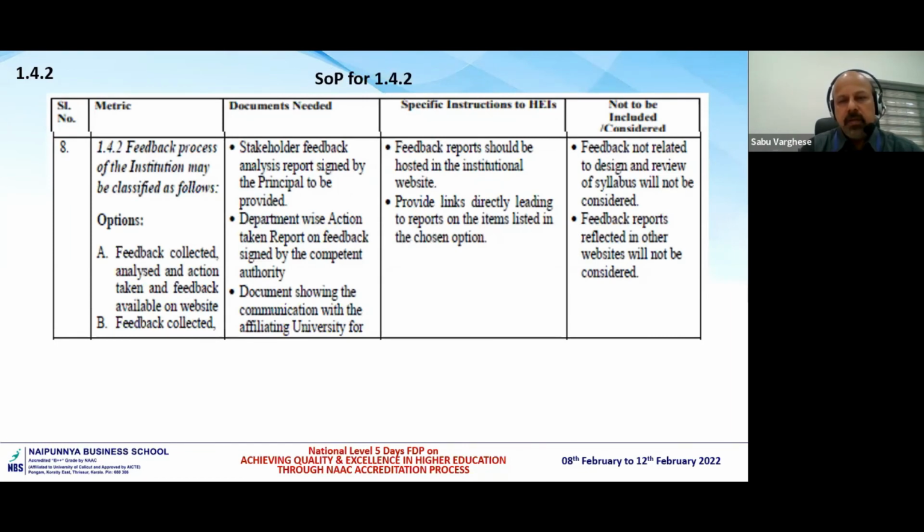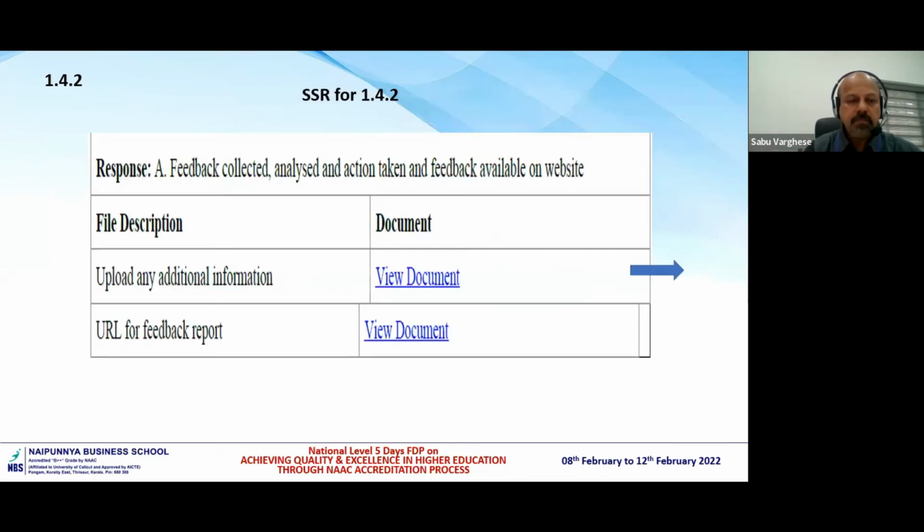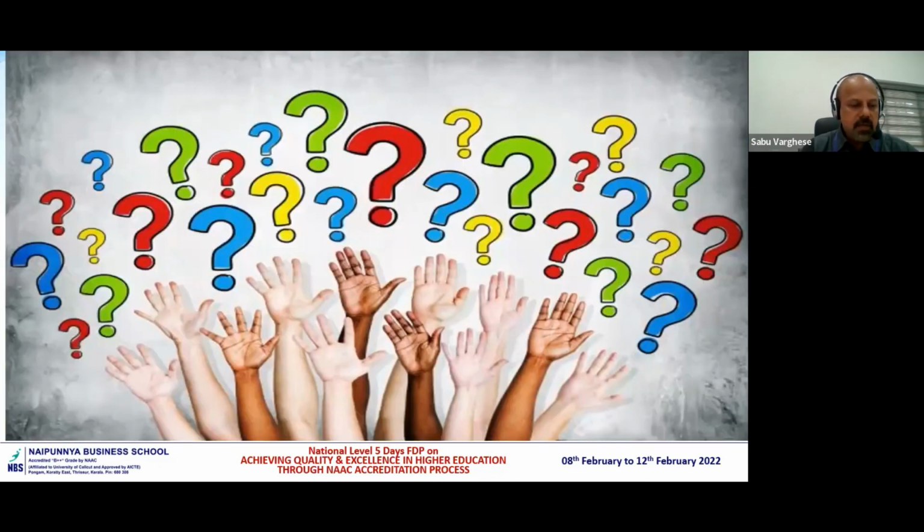The SOP says feedback reports should be hosted on the institutional website. So always check your website. Provide links directly leading to reports on the items listed in the chosen option. Additional information is basically about the reports. Any other questions? I think some of you already asked a few questions.